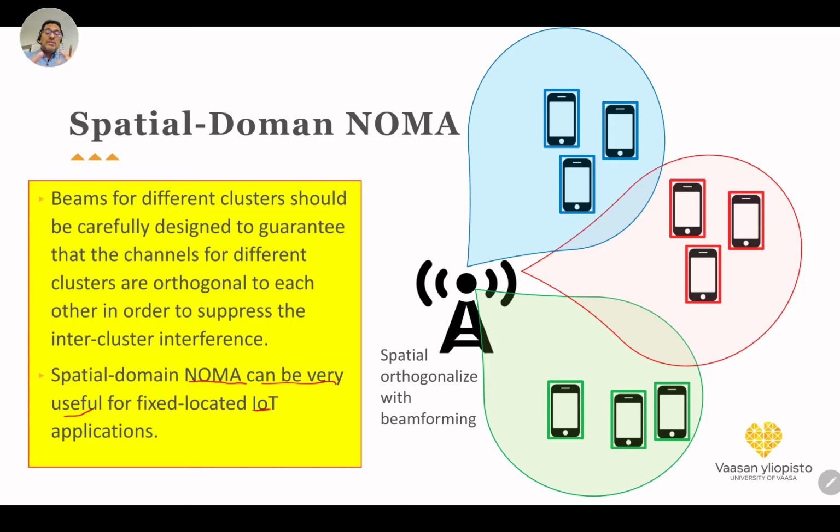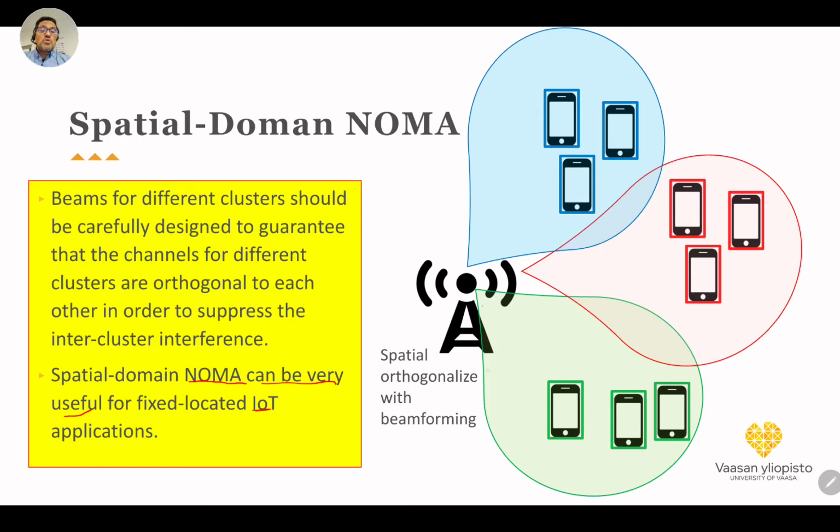So spatial domain non-orthogonal multiple access can be very useful for fixed-location IoT. We know that we have some IoT devices that are not moving. In some applications those devices are fixed and located in a certain place. In that case the base station might just allocate a beam, because they use, as I said, for example, massive MIMO. If they use high frequency, then they can allocate certain beams to different IoT devices, and then it can minimize the interference coming from every group of devices.